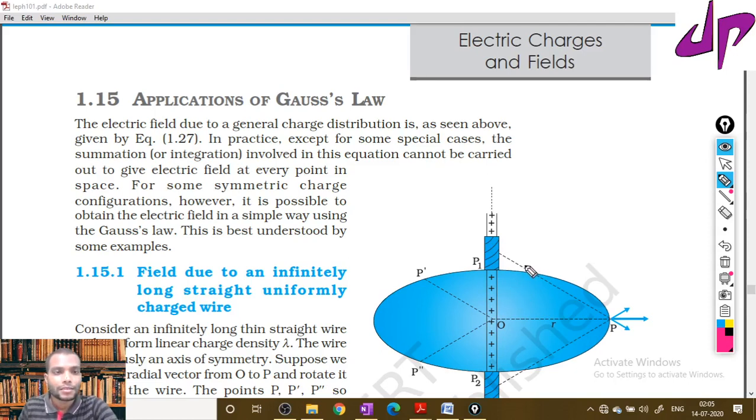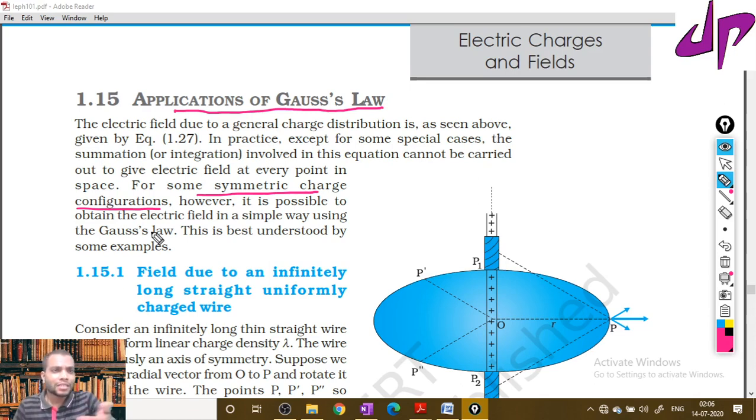Hi guys, today I would like to discuss applications of Gauss's law. So we practiced certain cases of how to find the electric field because of multiple charge distributions. But suppose you have some symmetric charge distributions or charge configuration. What does it mean, symmetric charge configurations?